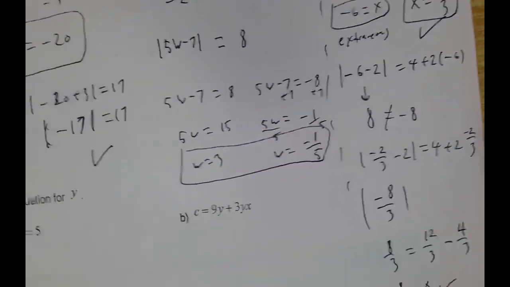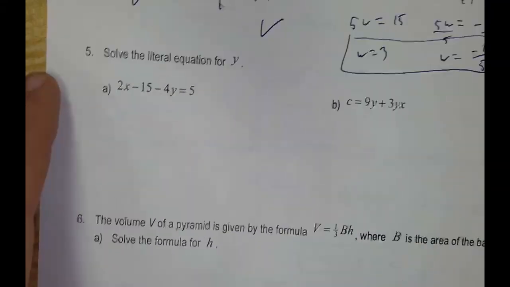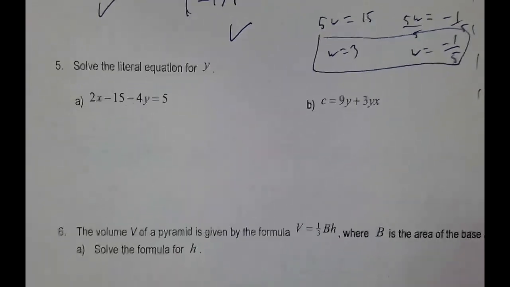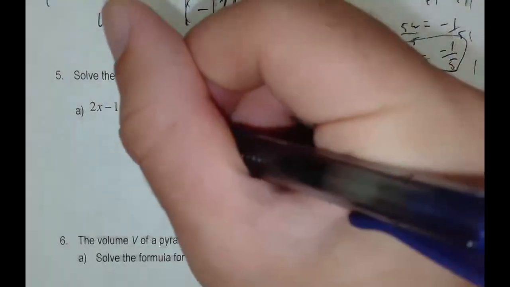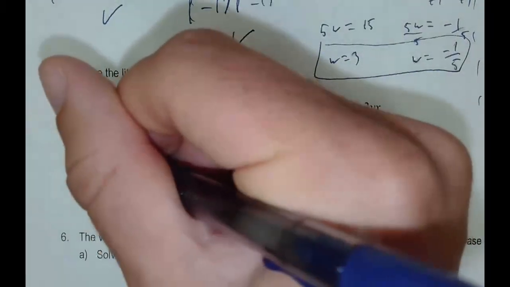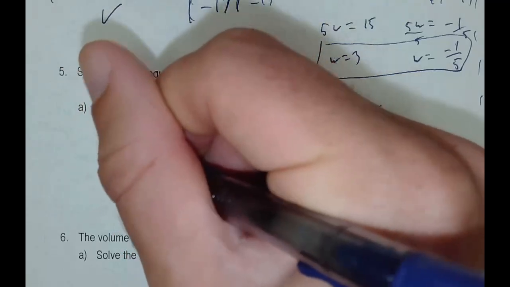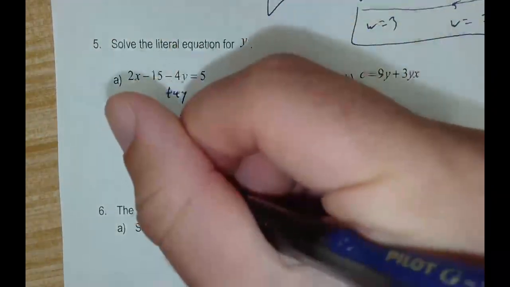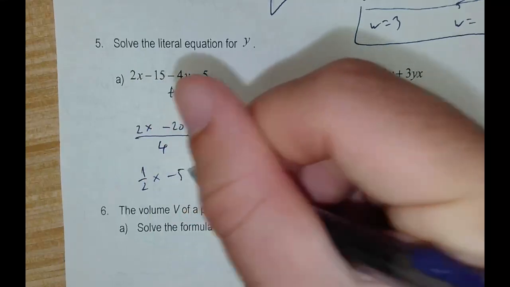All right, we have some literal equations, and then we have a little word problem at the end. So solve a literal equation for y. 2x minus 15 minus 4y equals 5. So we want to get y alone. So let's add the 4y here. That's minus 5 here. We're going to get 2x minus 20 equals 4y. And then we'll divide everything by 4. And so we'll get 1/2 x minus 5 equals y.